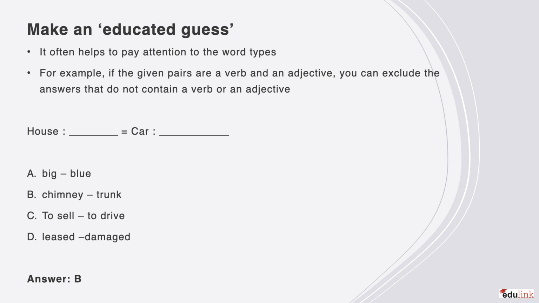For example, house is to blank like car is to blank. We can immediately eliminate a few options. Letter A, for example, contains 2 adjectives. C contains 2 verbs, and D contains 2 adjectives as well. Therefore, we might go with answer B. A house has a chimney and a car has a trunk.